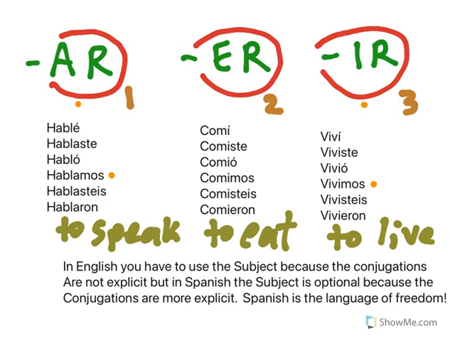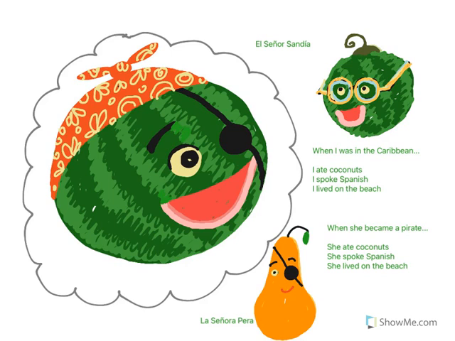Note that in English, you have to have the subject. You cannot say went to the store. You have to say I went to the store, he went to the store, and they went to the store. So in Spanish, the conjugation is explicit, and that's why you do not need the subject. You could say hablé, which means I spoke, and it's a full sentence. You could say comió, he ate, and it is a full sentence because the subject is skippable. And vivimos, we live, is also a full sentence because the subject is optional in Spanish. Remember, Spanish is the language of freedom.